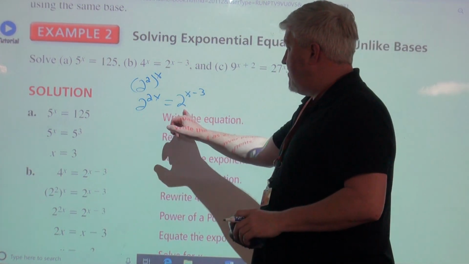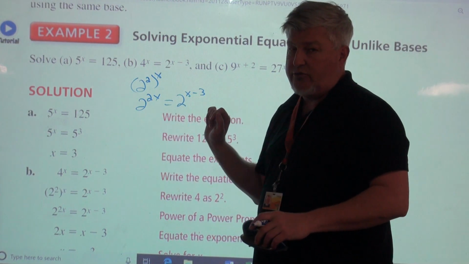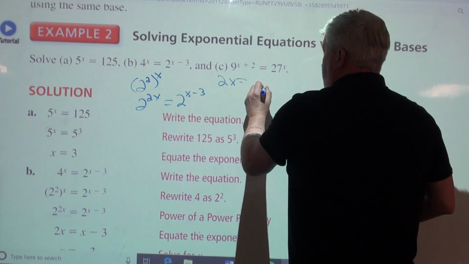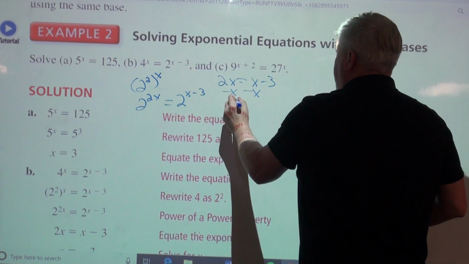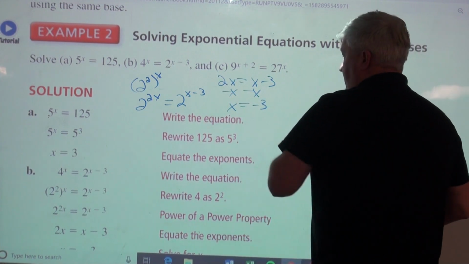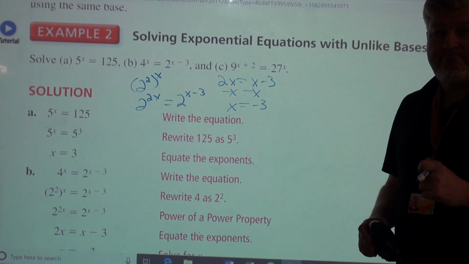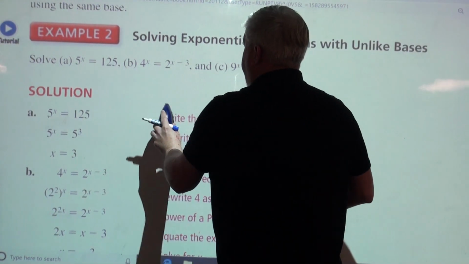Now we have like bases, a 2 and a 2. So I can just set the exponents equal to each other. Okay? So now I have 2x equals x minus 3. Do my simple algebra, x equals negative 3. Okay? Letter C.